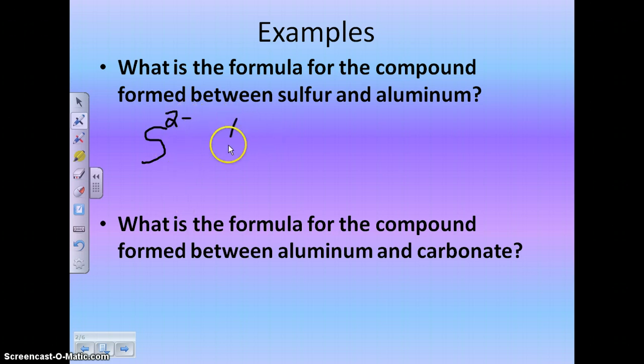And then we have aluminum, that's Al. And aluminum is in the 3 plus column. Okay, then we're going to put the positive one first. So we want aluminum first. All right, and then we have sulfur second.